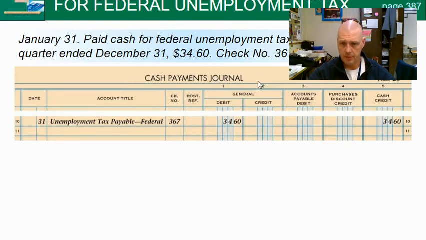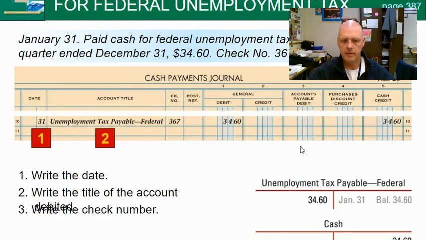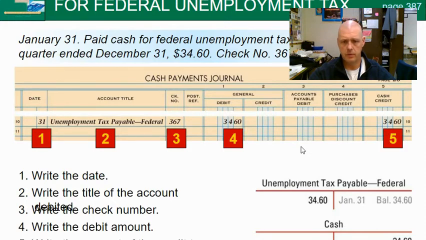So again, cash payment entry: date, unemployment tax payable federal. We're setting the liability to zero. Write the check. So there's our T account. Look at it. Date, account, check amount, do the debit, do the credit.